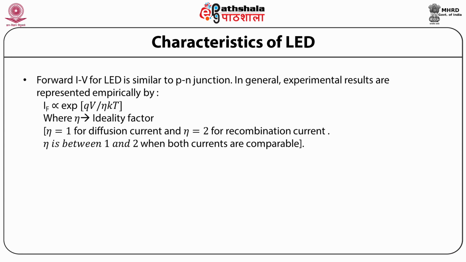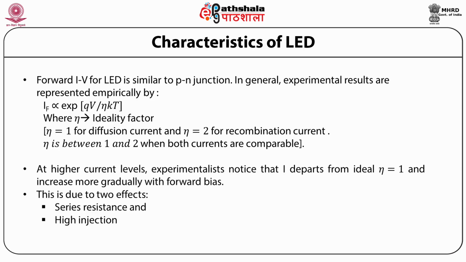So, the forward IV for an LED is similar to a PN junction. In general, experimental results are represented empirically by I F proportional to exponential q V by eta k T, where eta is the ideality factor. It is equal to 1 for diffusion current and equal to 2 for recombination current, and it is between 1 and 2 when both currents are comparable.